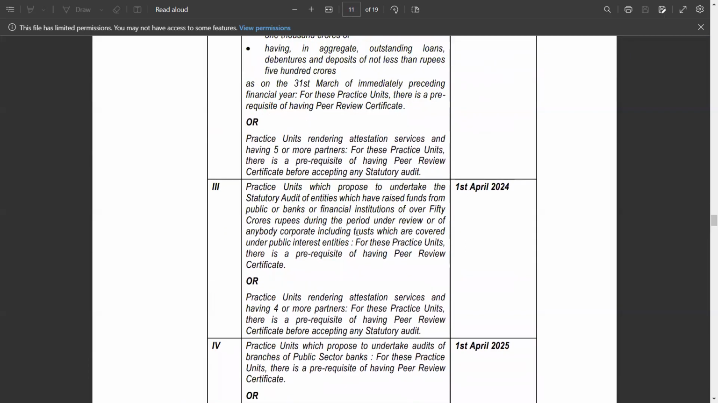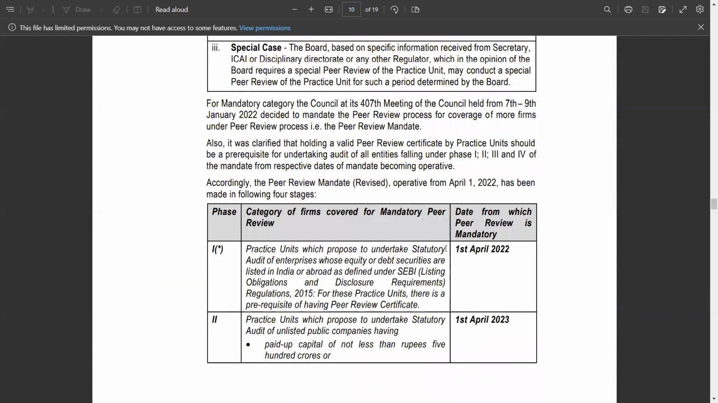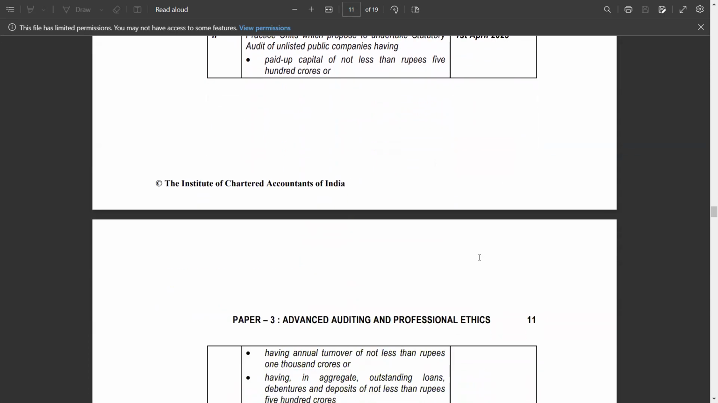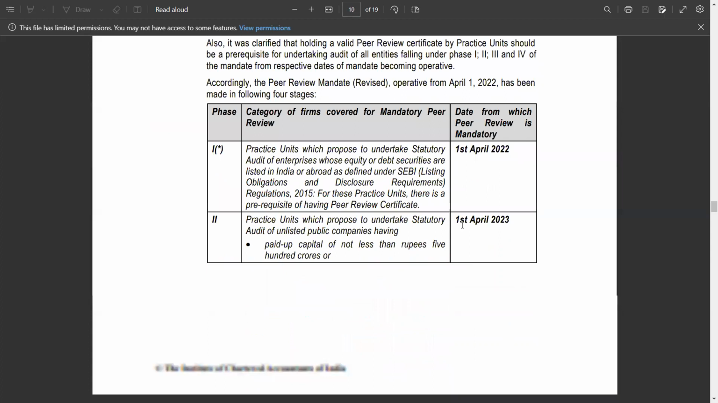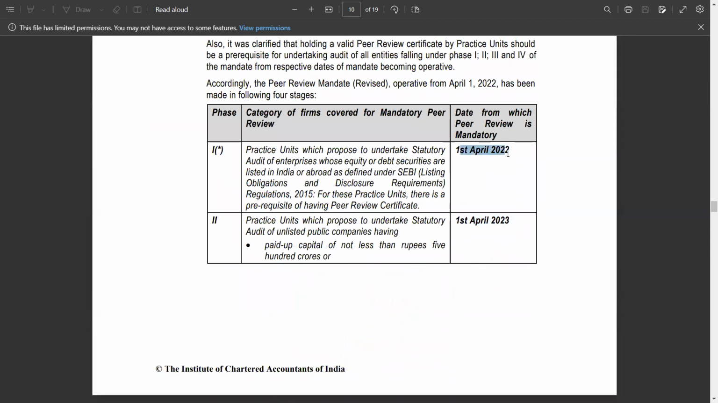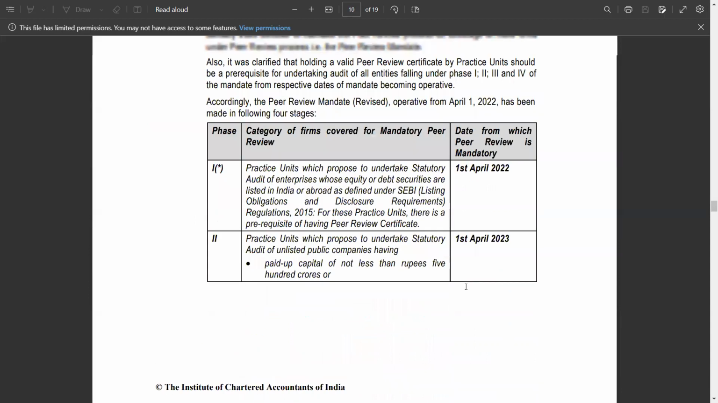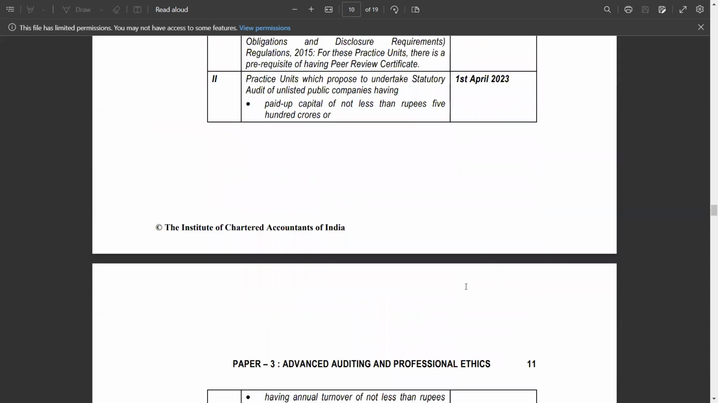So if a practicing unit already has a valid peer review certificate, it does not need to again conduct a peer review itself. For example, if that entity was subjected to peer review in 2022, as per this amendment, it does not need to conduct its peer review again. It can hold that peer review certificate till its validity. However, those who were not covered earlier are now covered under this amendment. They have to get themselves peer reviewed.